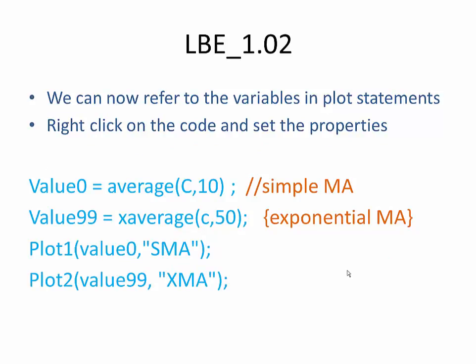We can now refer to these variables 0 and 99 in our plot statements. Then we will need to right-click on the code and set the properties. Let's look at what this looks like inside TradeStation.